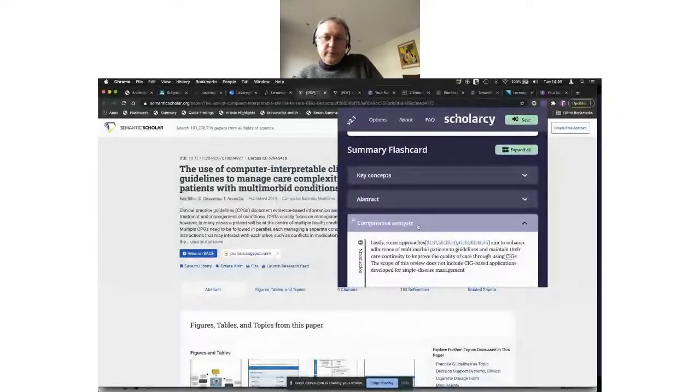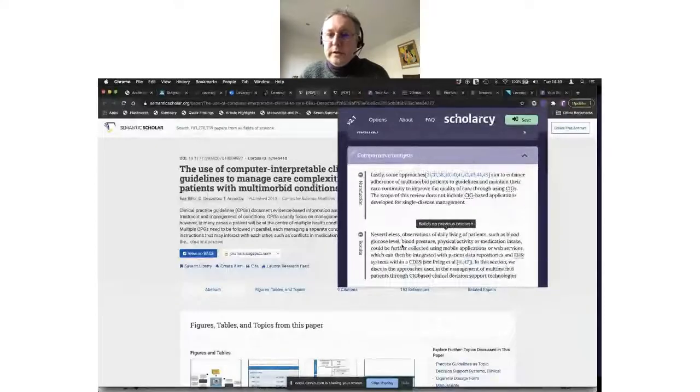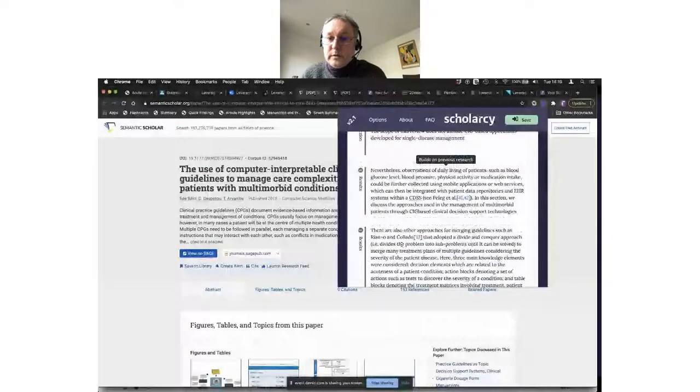And again, this paper has a comparative analysis, which is great. So that's a check mark here. Yes, quality criteria. It's comparing itself with previous research, and it's showing how it's building on previous research, which is great.